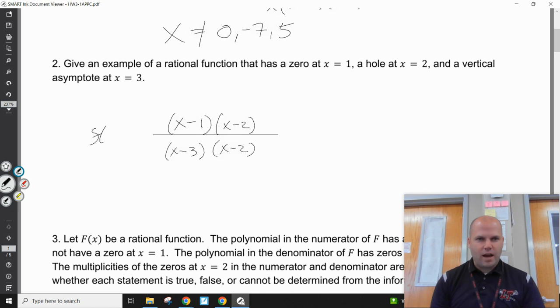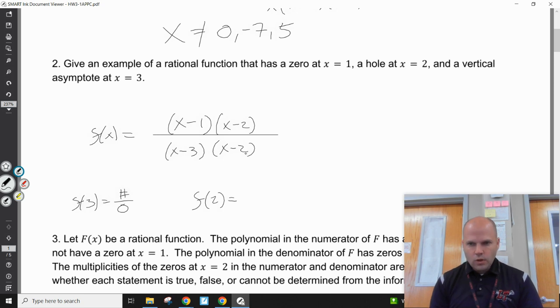Now, here is my rational function. Just letting you know, if you plugged in 3, you'd get a number over 0 that confirms a vertical asymptote. If you plug in 2, you'd get 0 over 0.